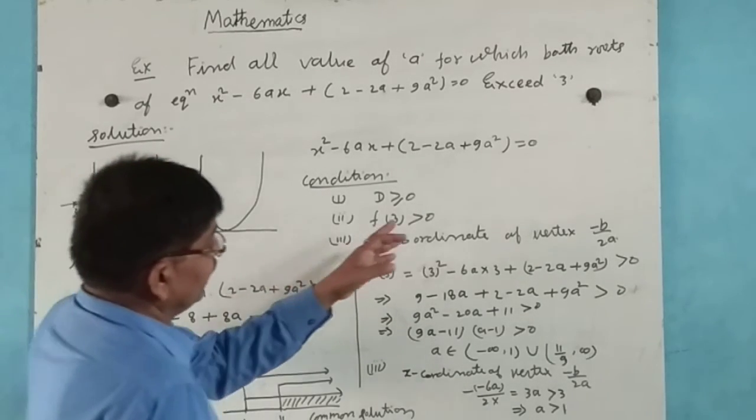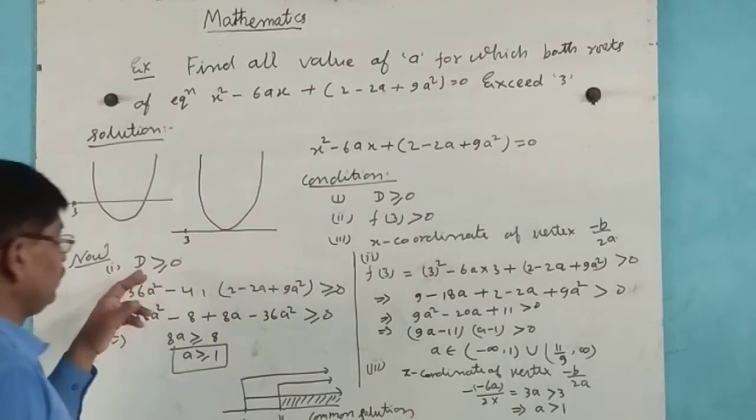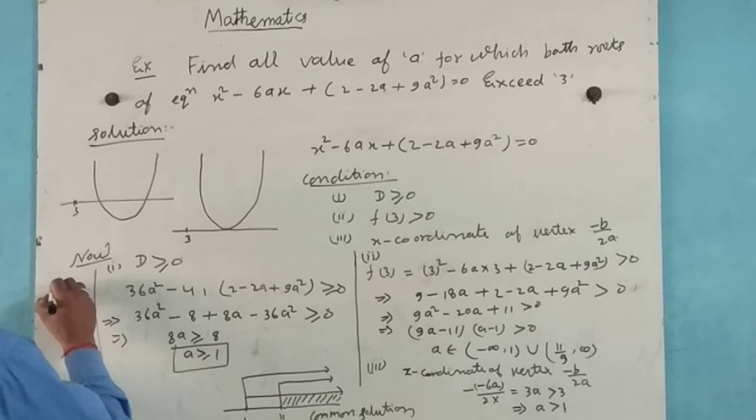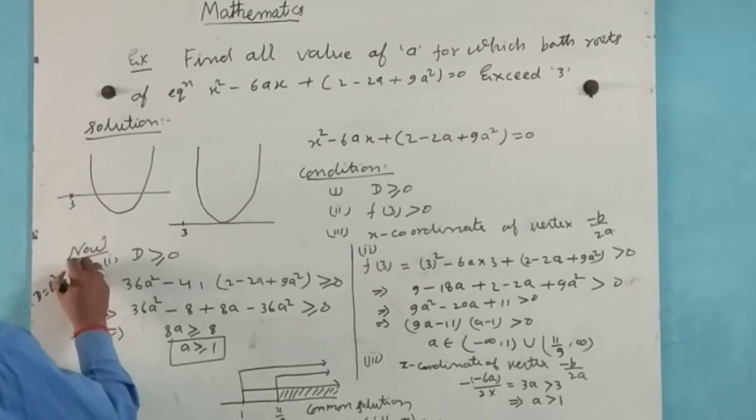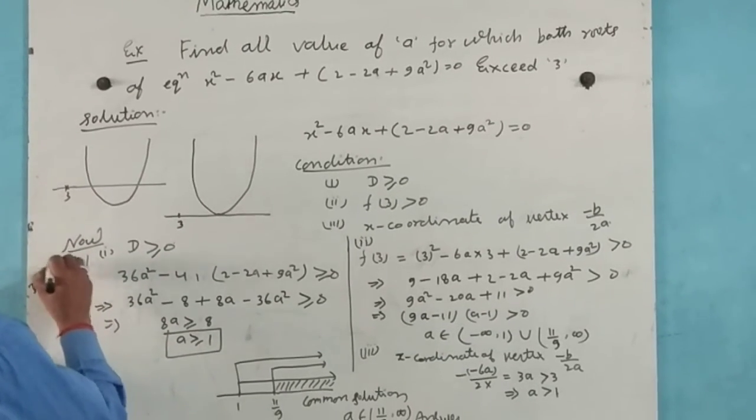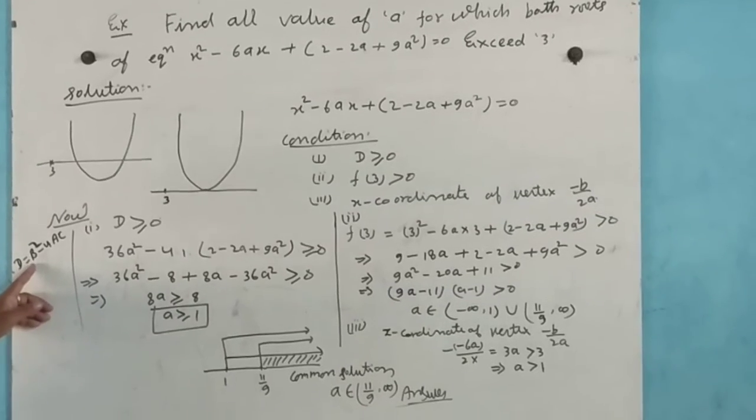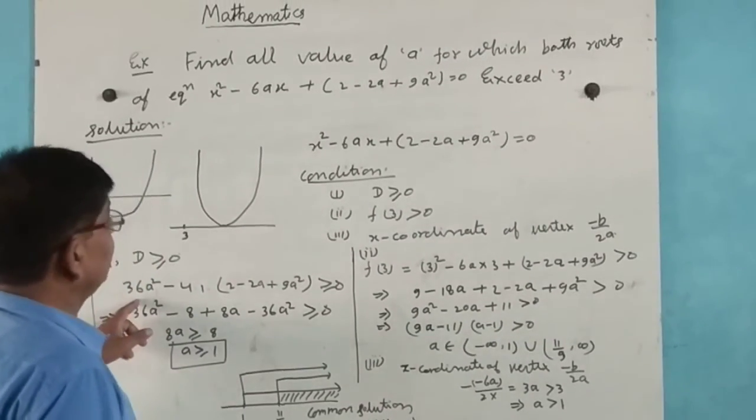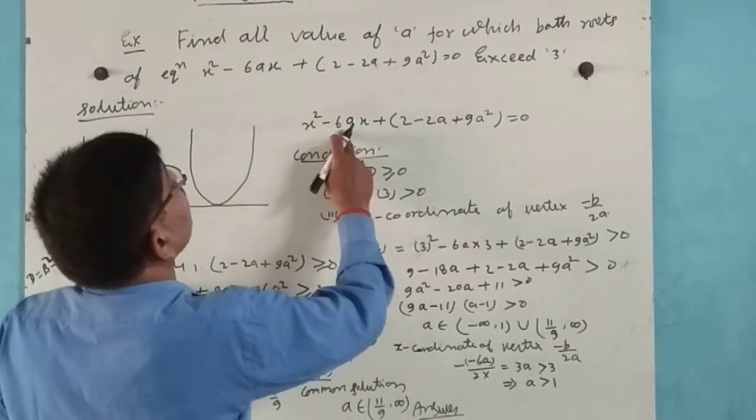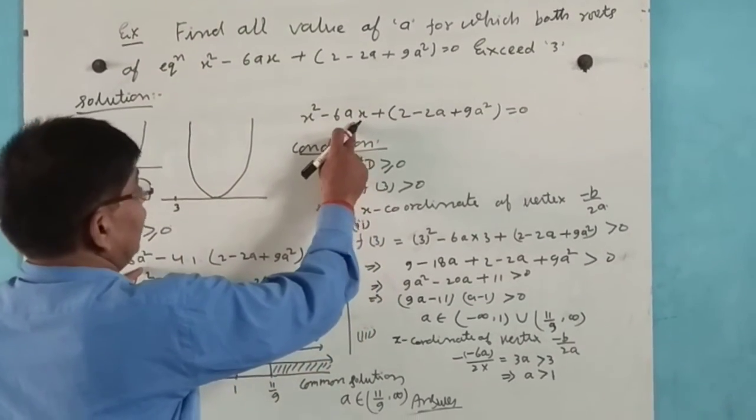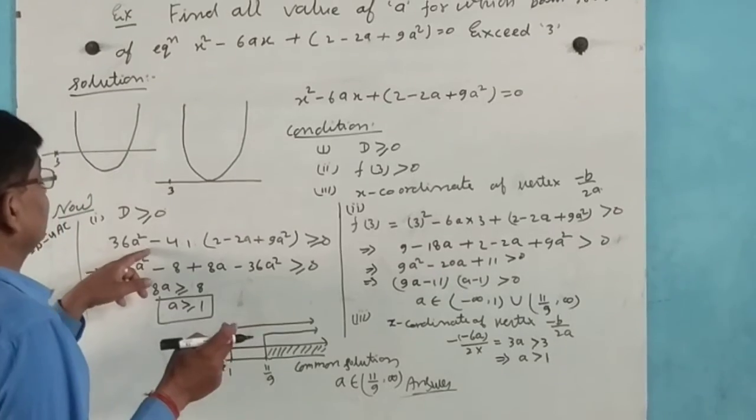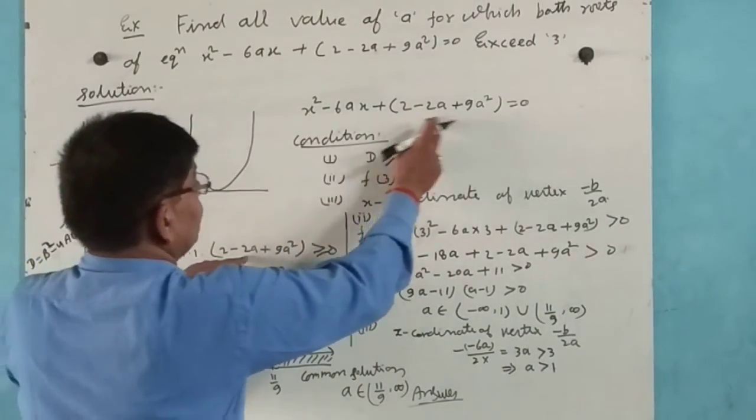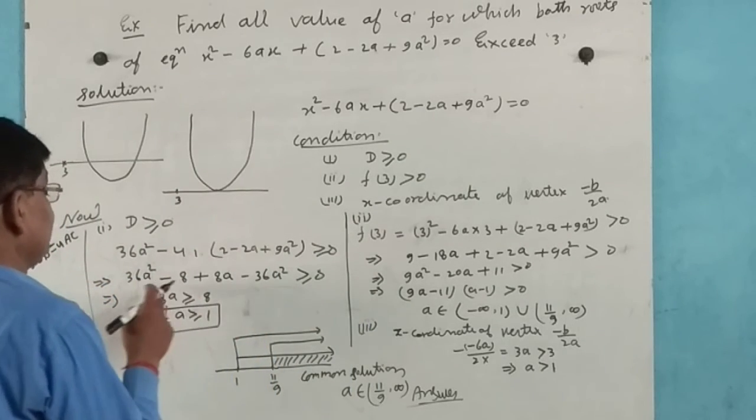If D is greater than or equal to 0, D means b square minus 4ac. Here b, the coefficient of x, is 6a, so b square is 36a square, minus 4 times a equal to 1, and c equal to this term and this term.